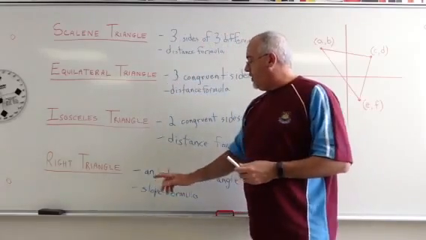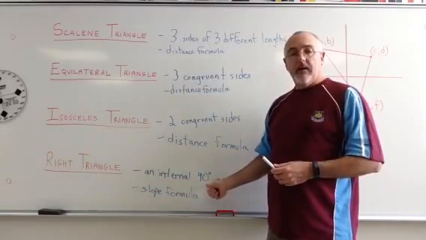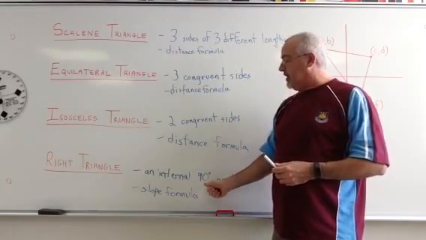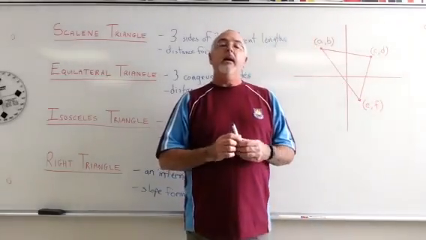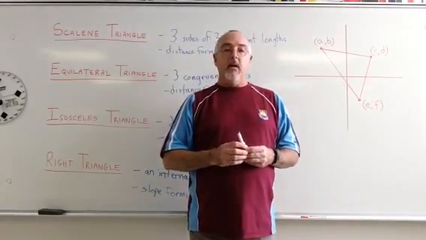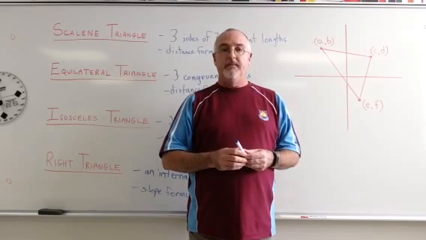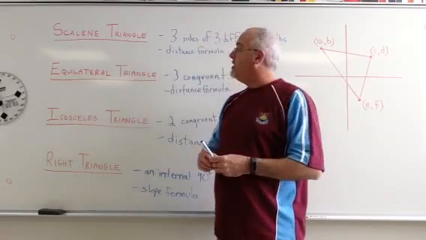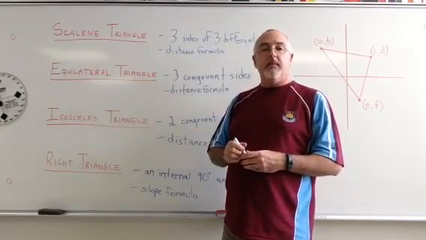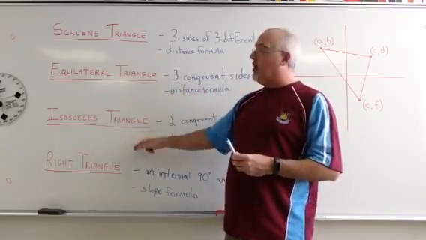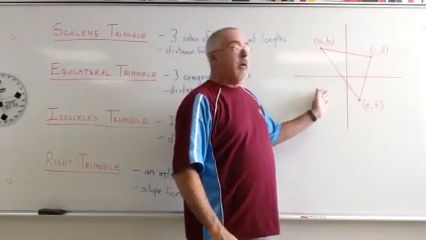So for your proof, you have to say a right triangle has a 90-degree internal angle. You have to say you are using the slope formula, and you have to say that the slopes of 2 perpendicular lines are negative reciprocals. This is how we use slope formula and distance formula to prove what type of triangle we were given on a coordinate plane.